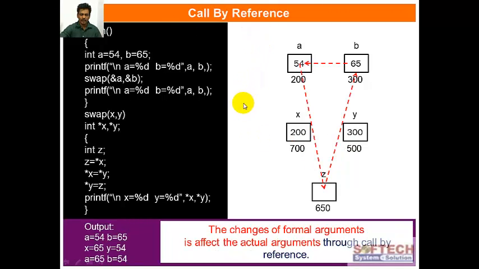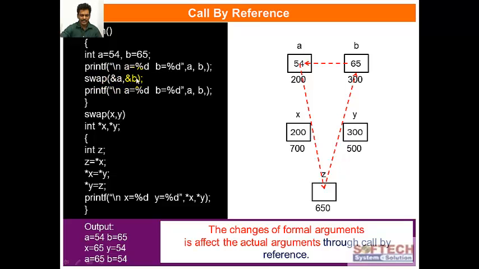This is call by reference, the same program, but here we pass the address. So the previous program is an example of call by value, and this is an example of call by reference. So integer a equal to 54, b equal to 65. This is a memory location. The addresses are the same. It displays 54, 65. Swap a and b.